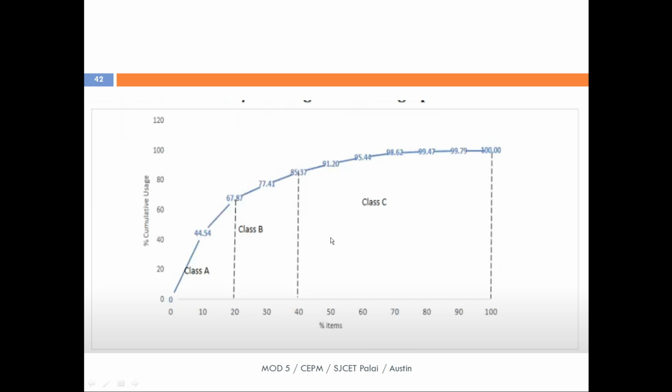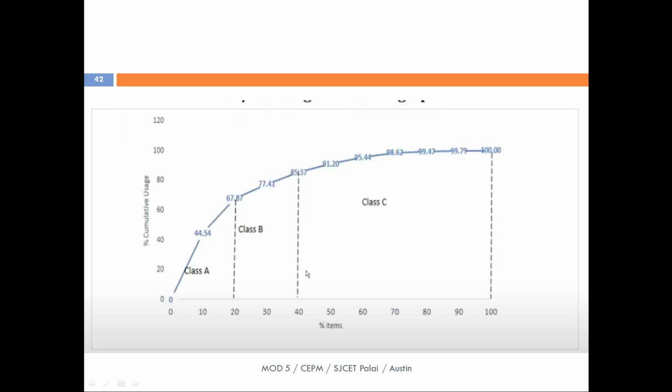Like I said, when I explained this one, this is generally from a certain range of percentage, so it can be changed either to the left or right a bit. So in this case, when 20% of the items are taken into consideration, which comes under class A, find out what is the cumulative percentage of usage value or price value corresponding to class A.